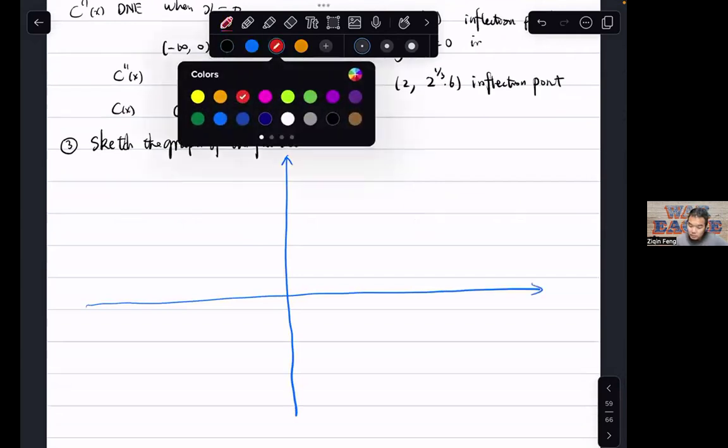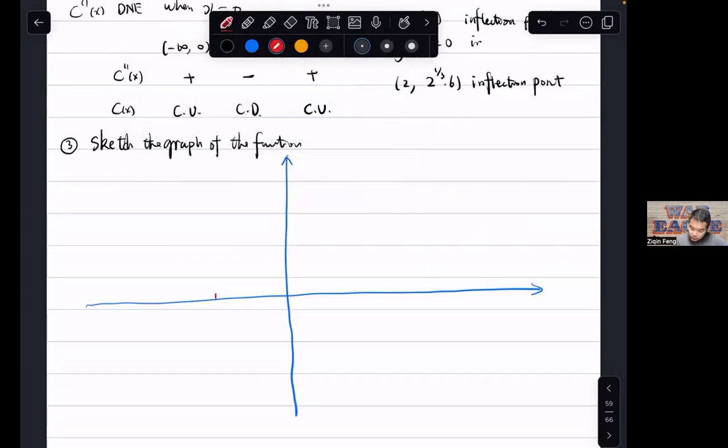So you have a local minimum that happens at -1. So this is -1, the y value is -3, so that's a local minimum. f of 0 is 0, so (0, 0) is an inflection point. The other inflection point is at 2, some number, positive for sure. So this is 2, 2 to the 1/3 times 6. So that's another inflection point.